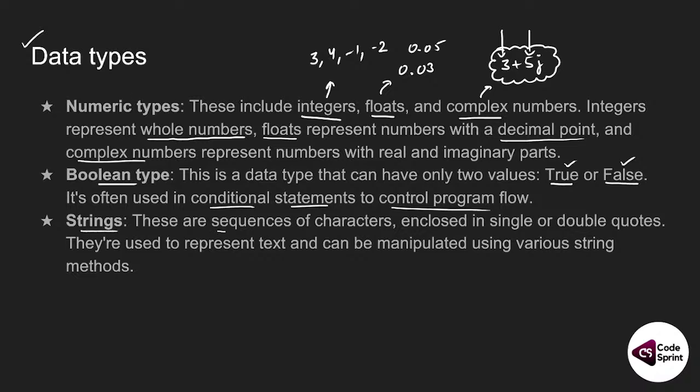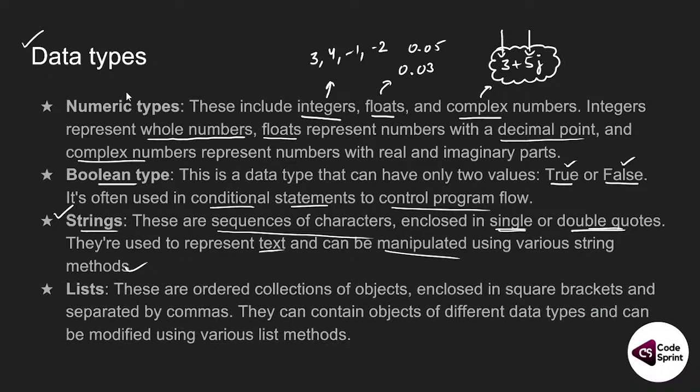Afterwards, we have strings. A string is basically a sequence of characters enclosed in single or double quotes, and we often use it as text. When we want to represent any text, we use strings, and we can manipulate them, meaning we can change or remove parts of them. Okay, we have discussed three data types. Now we have to discuss more data types in the next slide. I guess we have seven data types.